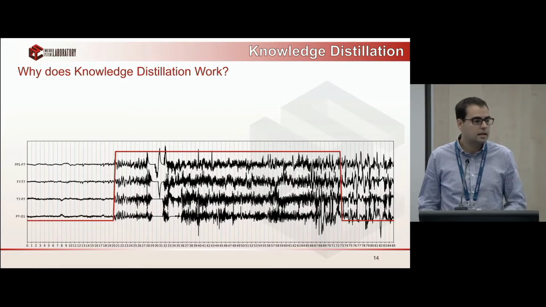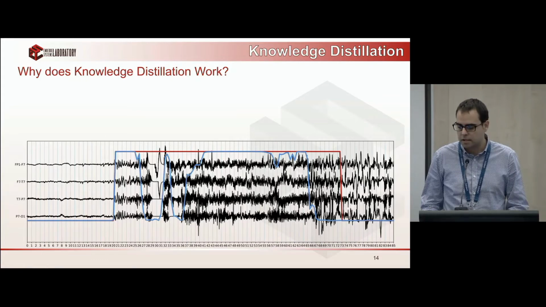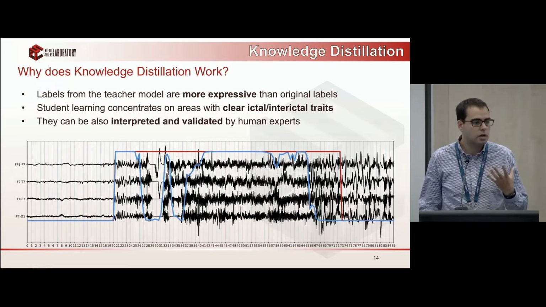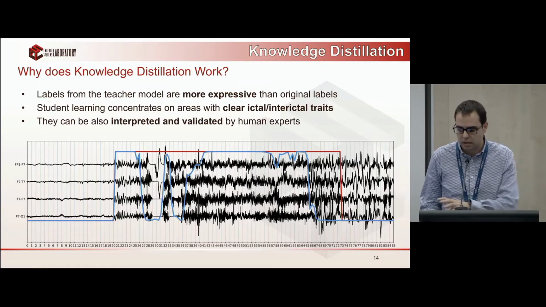However, if we take the output of the teacher model, let's call these the soft labels, you can see that these labels from the teacher are much more expressive than the original labels. Because, for example, after 5 to 10 seconds, there was a clear error, a noise in the signal that becomes plain. And the teacher says, okay, don't focus on this.